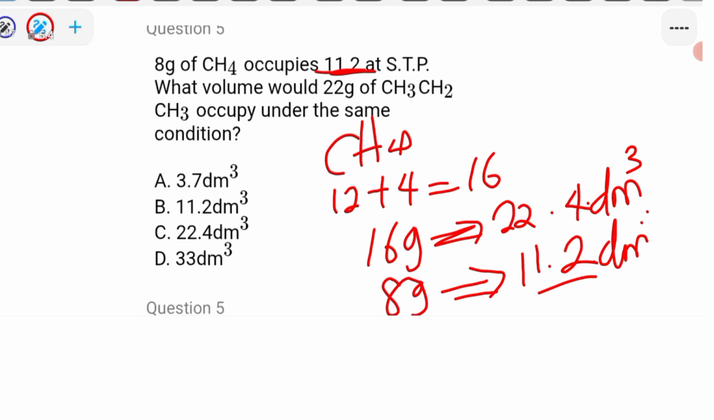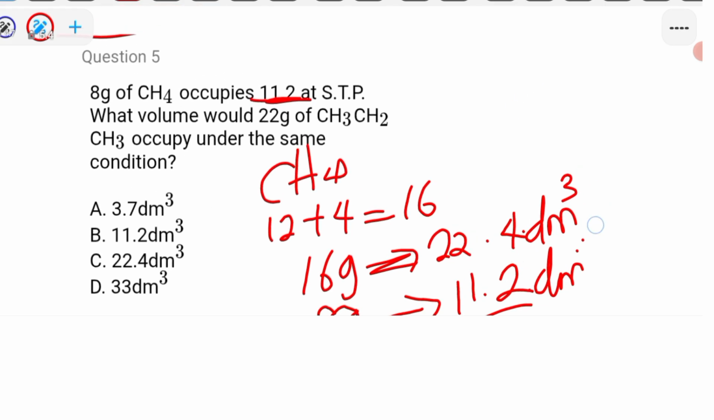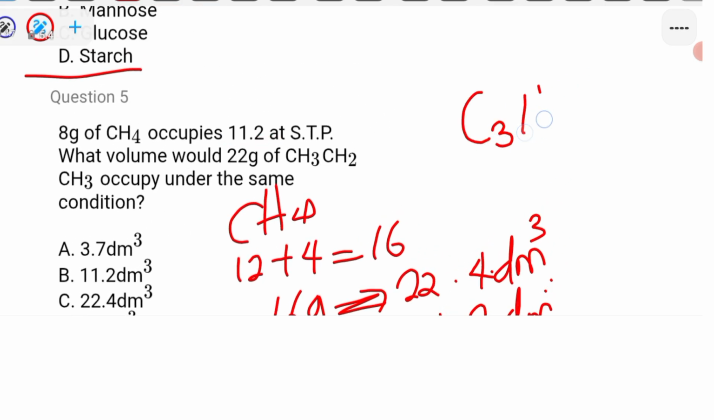So they're now asking, what about the one for propane? Propane is CH3CH2CH3. The first thing is to find the molar mass of propane. Propane is C3H8. If you combine these carbons together, 1, 2, 3, you get C3.